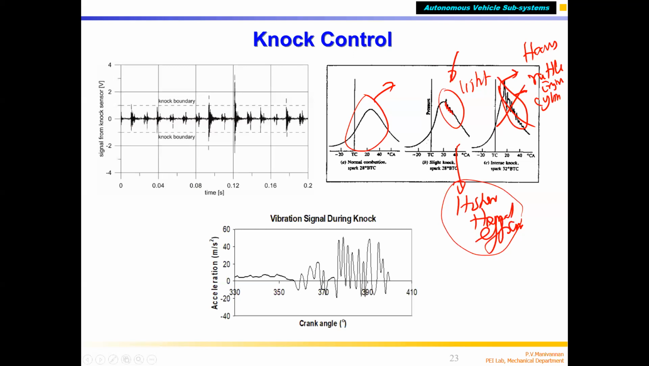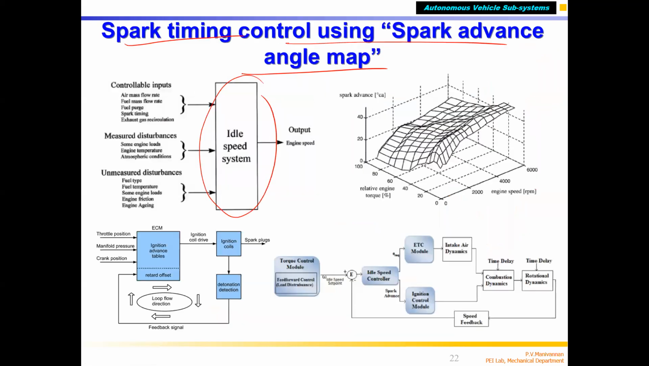So how can you control this in an SI engine? Knocking can be controlled by advancing or retarding the spark timing. Using spark timing, you can advance or retard it, so that the engine is running close to knocking. So again, that is a closed loop control of spark timing.